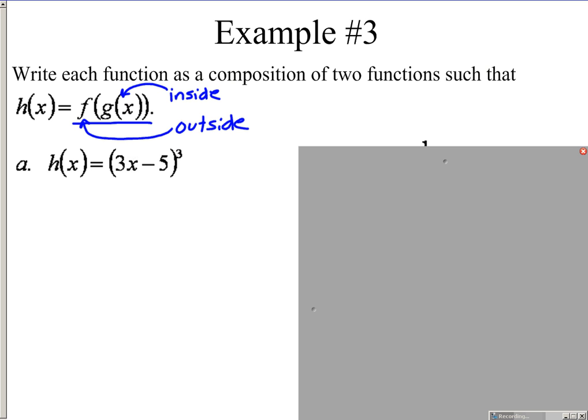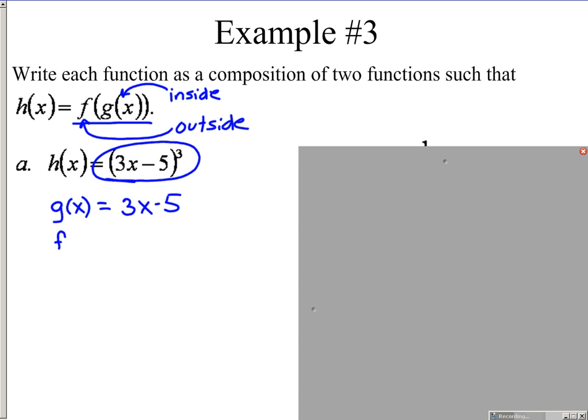So when we want to take a composition and split it apart into those two functions, we think of it exactly in that manner. First thing you want to think of here is, what is your inside function? Well, our inside function, or what we would do first when we plug into this, is the stuff in parentheses. Following order of operations, we have to do the 3x minus 5 before we worry about cubing anything. So our inside function, or what we do first, is that 3x minus 5.